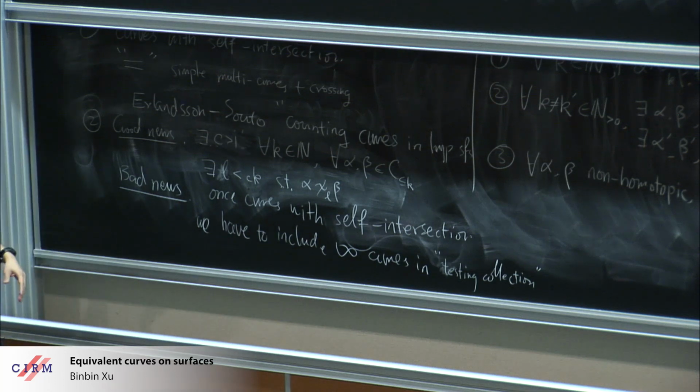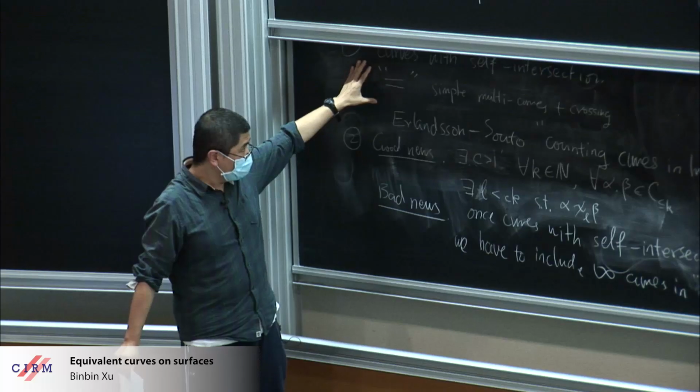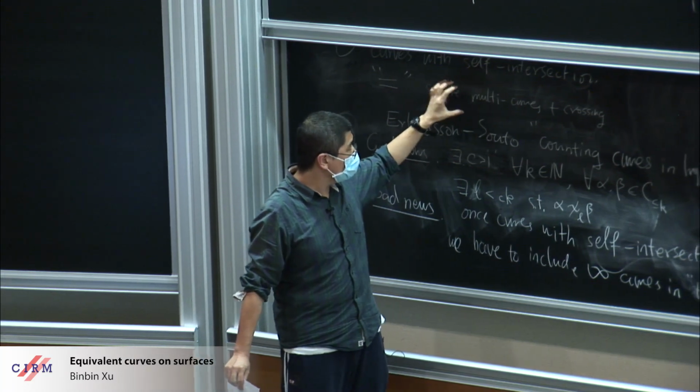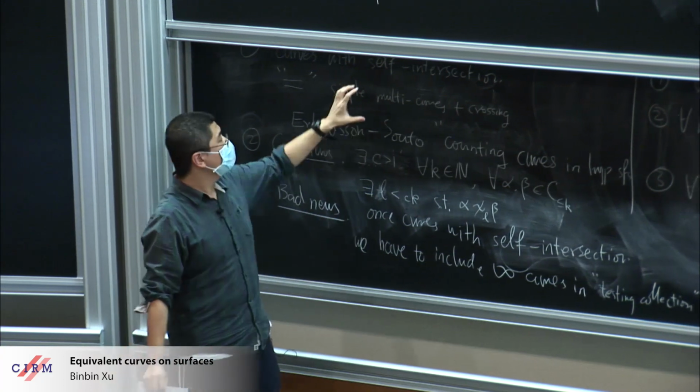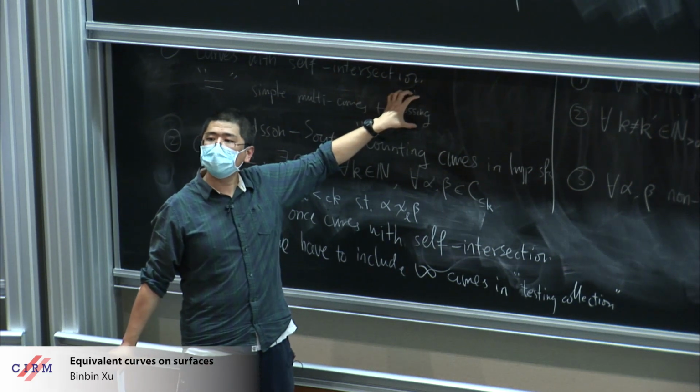And why is this true? Basically, you try to tell not only the simple case. So when you test this part, what's the simple multi-curve, carrying this curve with self-intersection? You only need finitely many. But for the crossing part, you need infinitely many.